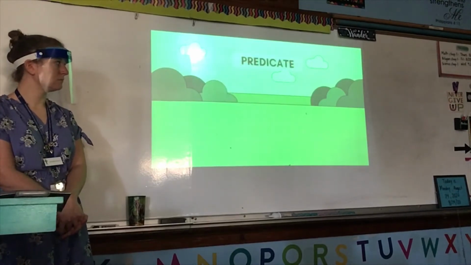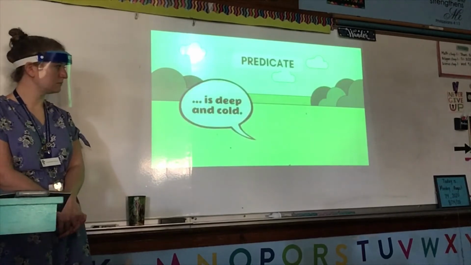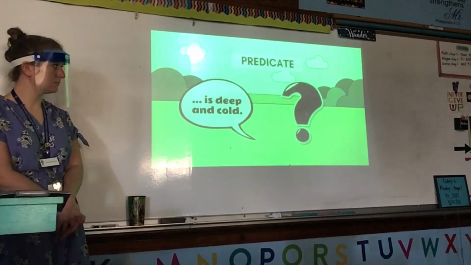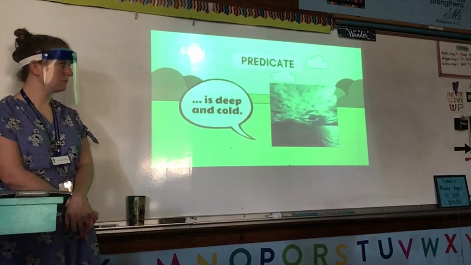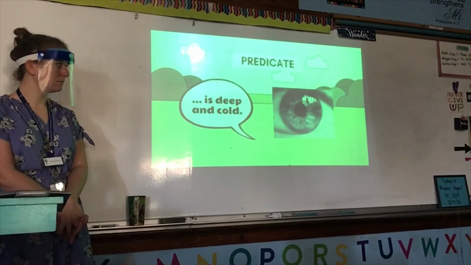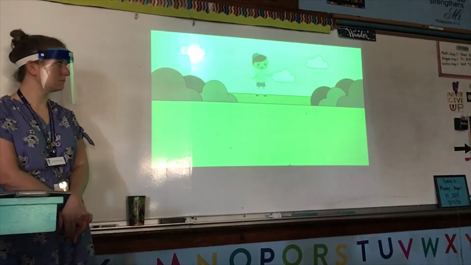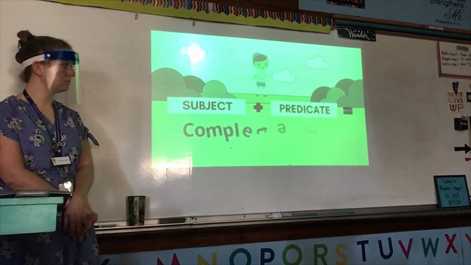Similarly, if you have just a predicate, for example, is deep and cold, you would have no idea who or what is deep and cold. Was the ocean deep and cold? Was the evil witch's stare deep and cold? Do you see what I'm trying to show you? You need both the subject and the predicate to make a complete sentence.